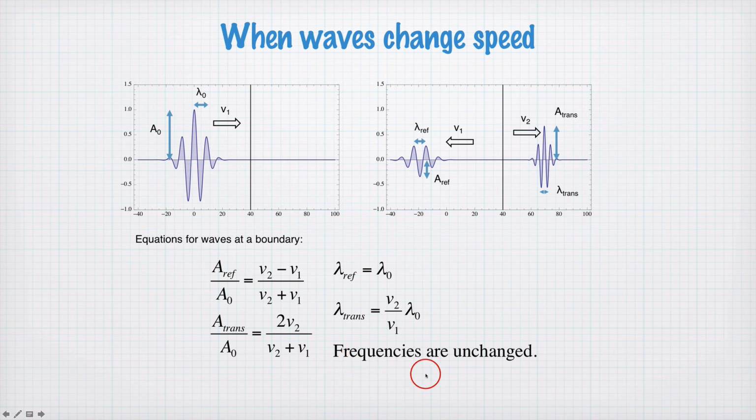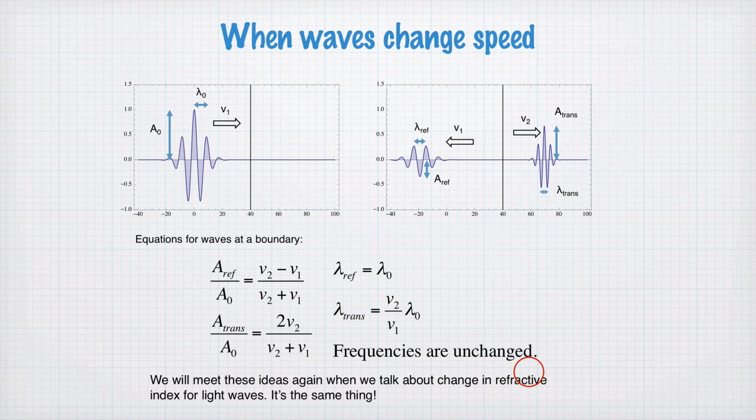The frequency of the wave is unchanged. So when you go from one medium to another, the velocity changes, the wavelength changes, but the frequency of the wave does not change. I'll make these ideas again when we talk about change in refractive index for light waves. It's the same equations for light, obviously, and when light goes from air to glass, it changes velocity, and this tells you how light behaves at an interface. It becomes a little more complicated when we have angles involved as well, because we can have light coming in at and leaving at different angles.